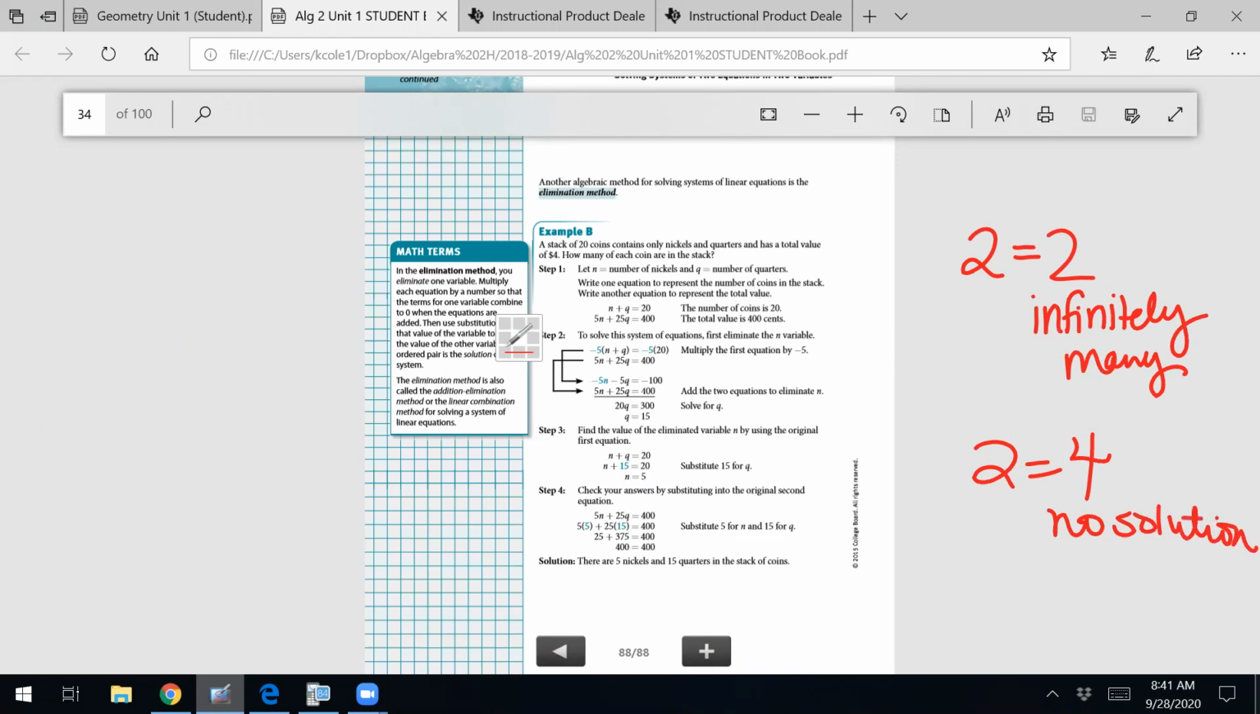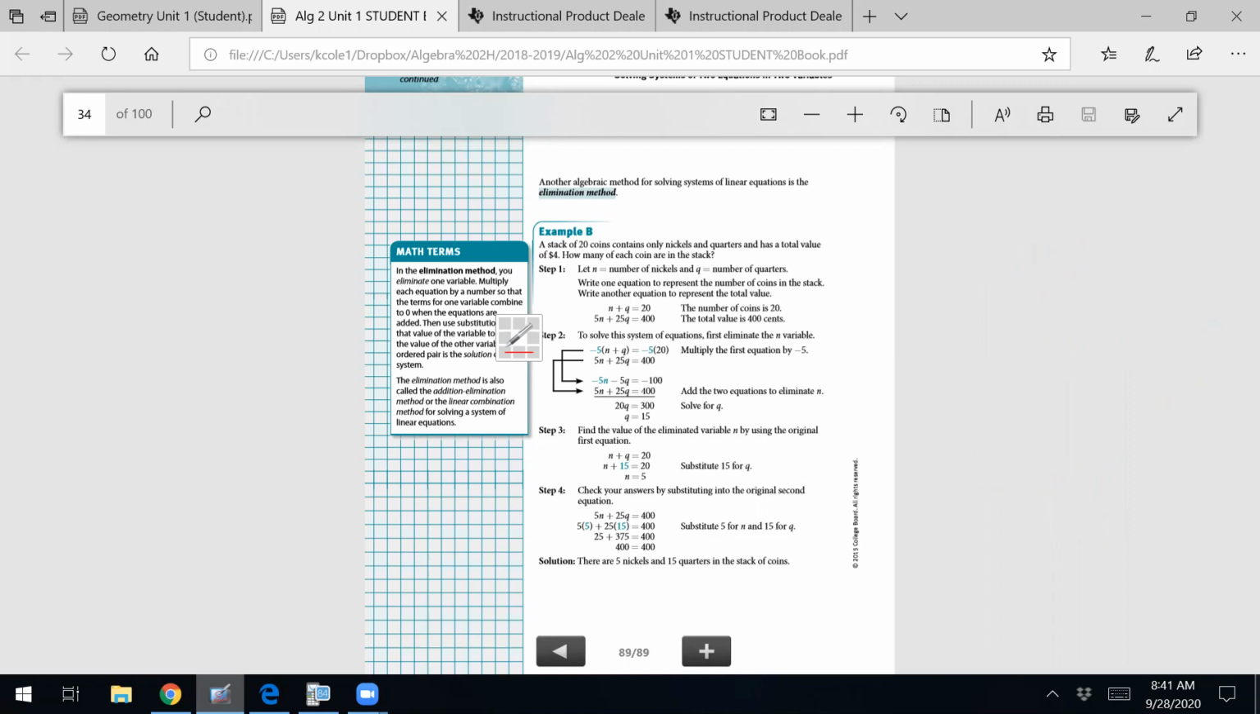90% of the time, you're going to have a single solution where you end up with x equals 2, plug it back in, and get your y. Okay, so that's typically what you're going to see, but I just wanted you to know these special cases are possible for you to get.